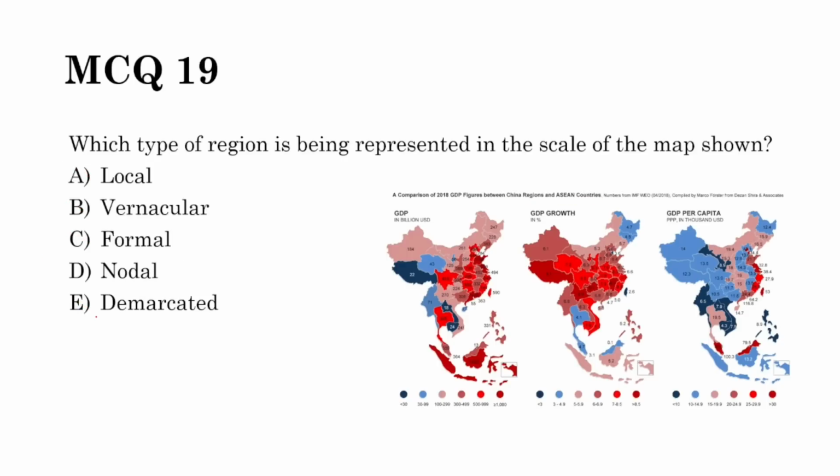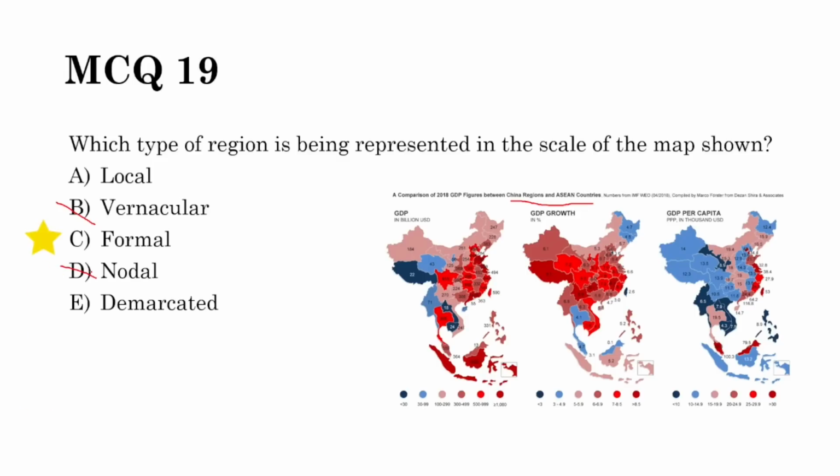19, what type of region is being represented in the scale of the map? Well, we're given the regions. We're given China regions and the countries, the Association of Southeast Asian Nations here. And so that's a supranational organization. That's a formally drawn region. It's an organization. So these regions aren't going to vary per person. So they're not vernacular. And they're not revolved around a specific node, like a transportation network here.